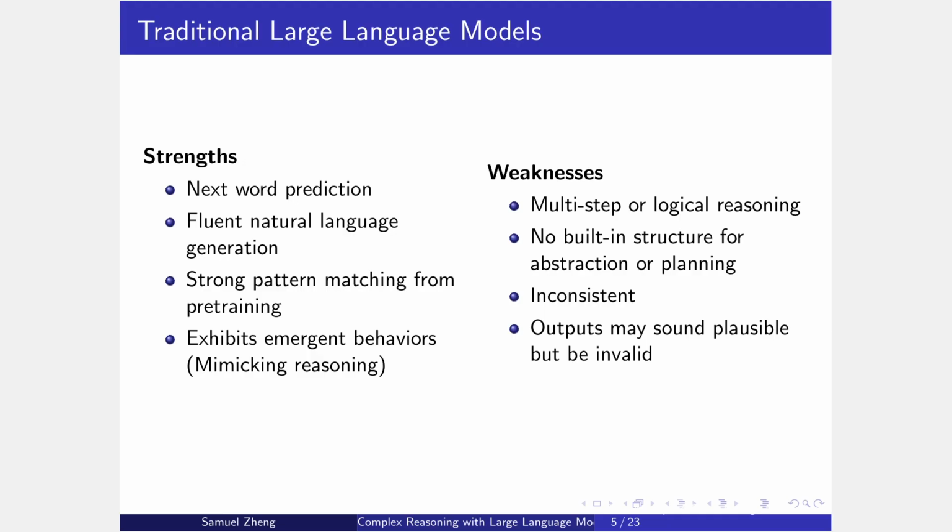However, their weaknesses become apparent when we demand true multi step or logical reasoning. They lack built in structure for abstraction or planning. Their outputs can be inconsistent, and perhaps most problematically, they often generate responses that sound plausible but are logically invalid. This is sometimes called the confident but wrong problem.